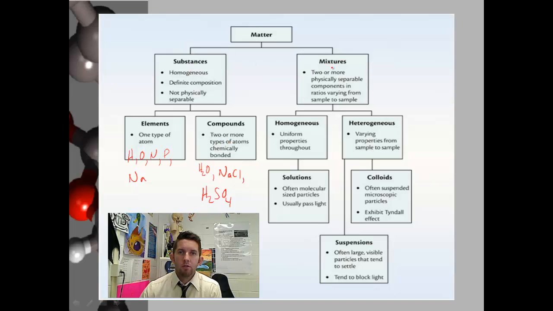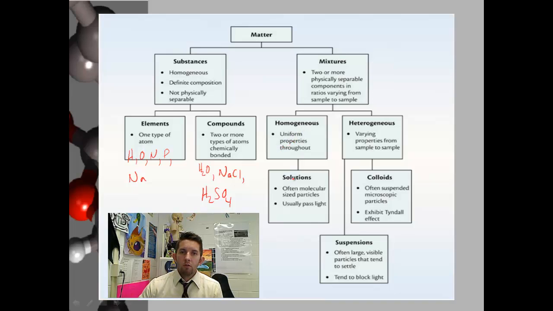Now, if it's not a pure substance, it's a mixture. That means it's two or more physically separable components, so you can separate them out. The mixtures could either be homogeneous, which is uniform throughout at the top of the sample, or at the bottom of the sample. It's going to be the same concentration. It's not going to be stronger at the bottom or stronger at the top.